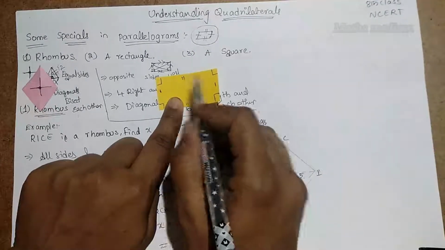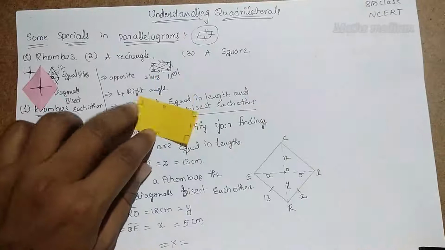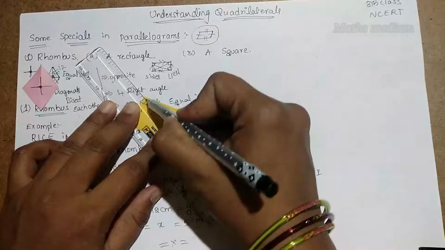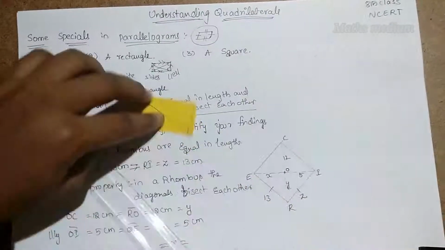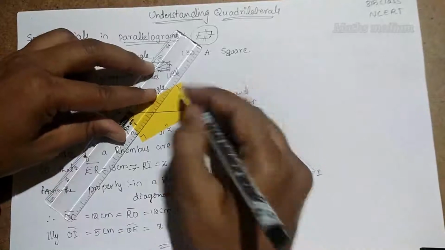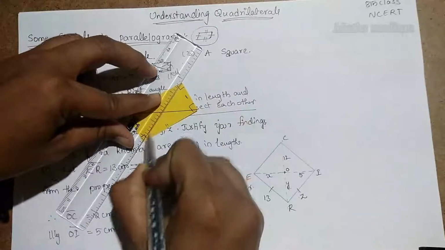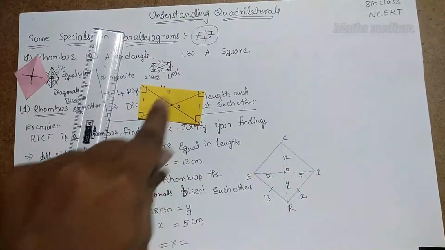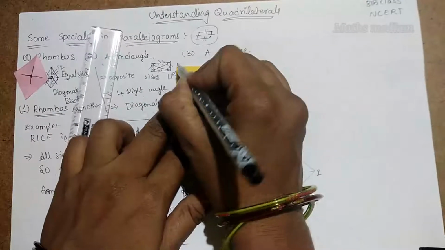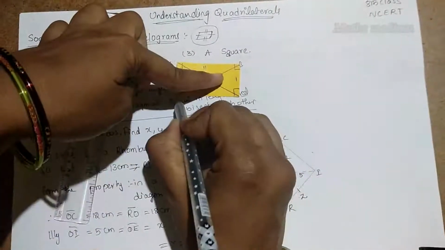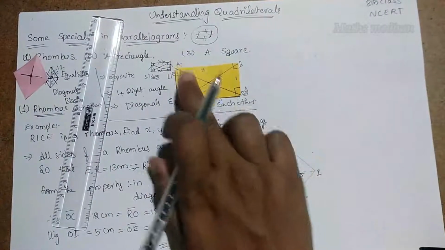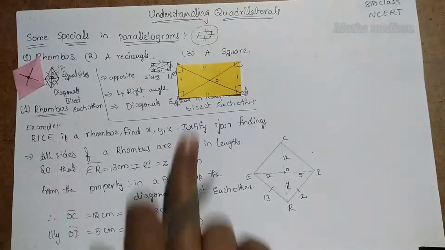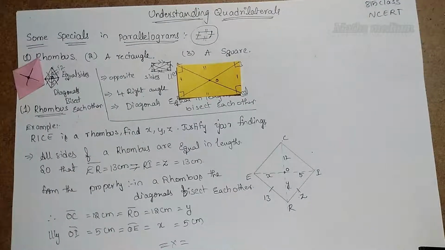In a rectangle we have 4 right angles, and if you make diagonals, see here I am intersecting 2 sides like this, meeting at point O. So these are the lengths of the diagonals. Let it be A, B, C, and D. So DB and AC diagonals are equal in length. So this is about the rectangle. Let's move to the question.